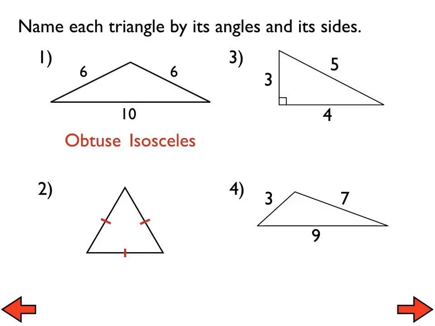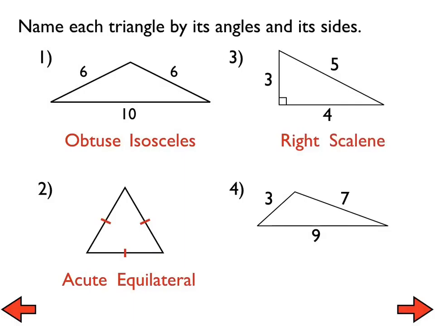The second one is the one that has the 3 tick marks on it. That is signifying that all 3 sides are equal length. What is that one called? Equilateral. And if you look at the angles, they're all smaller than 90, so that is called acute. So you're writing acute equilateral. The third one has a right angle in it, so it's called a right triangle. And all 3 sides are different lengths. Which one is that called? Scalene. So you're writing right scalene.